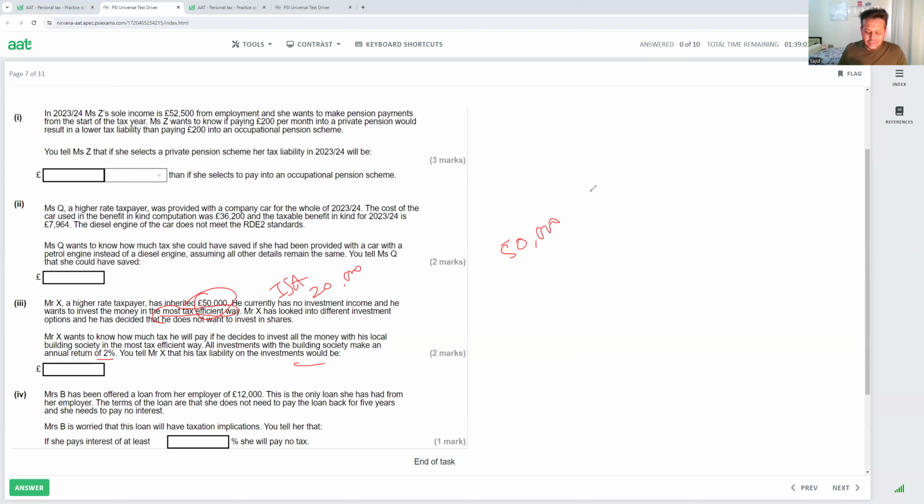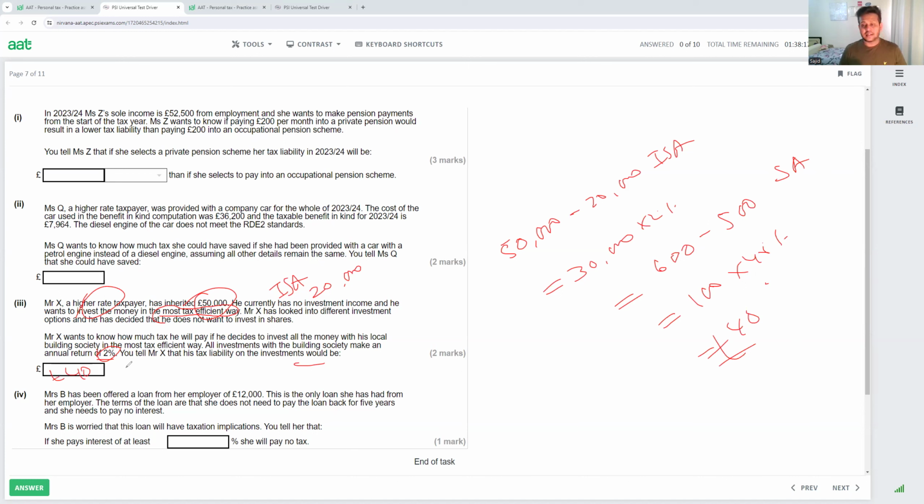So from 50,000, up to 20,000 there will be no tax, it is exempt if you go for the ISA. So your tax will be calculated based on 30,000. On 30,000, you will earn 2%. So 30,000 multiplied by 2% gives us 600. And what type of taxpayer are you? You are a high rate taxpayer. So out of 600, 500 you will get as the savings allowance. So only on 100 you need to pay 40%. And 100 multiplied by 40% gives us 40 pounds. That will be the tax liability.